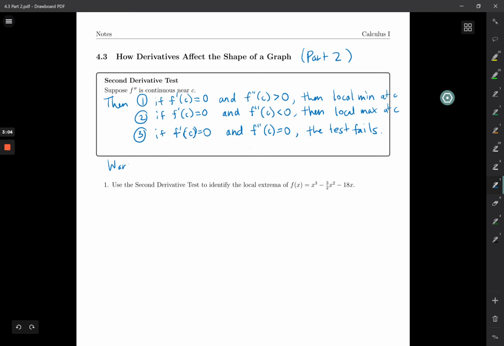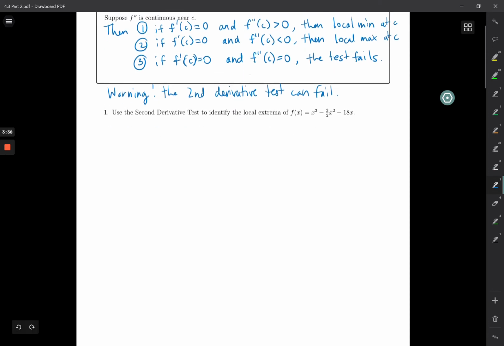This is important: the second derivative test can fail, and that is something to keep in mind. The first derivative test will always work. The second derivative test might not work in some cases. We'll have a case where it does not work, and we'll see what we do then. Okay, so let's go ahead and do an example.